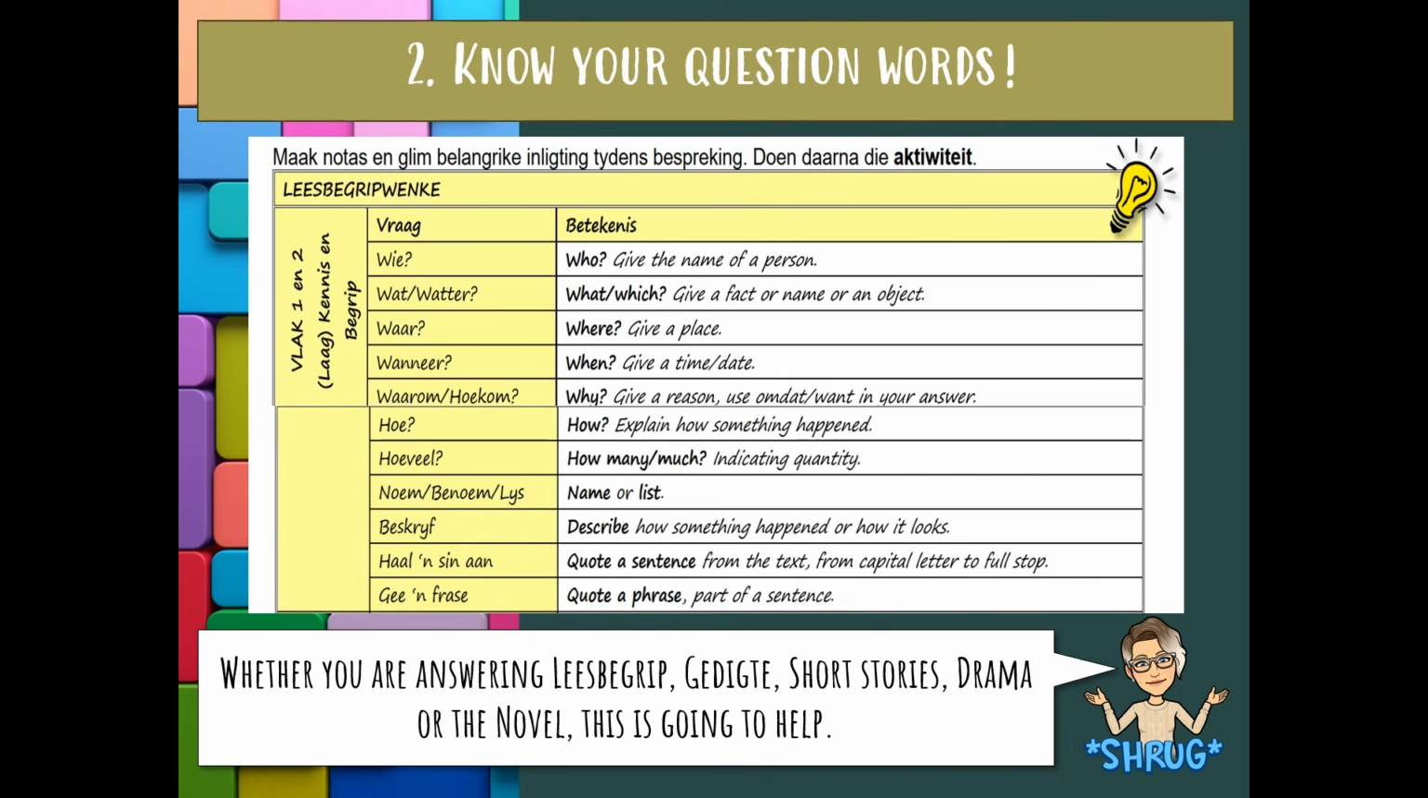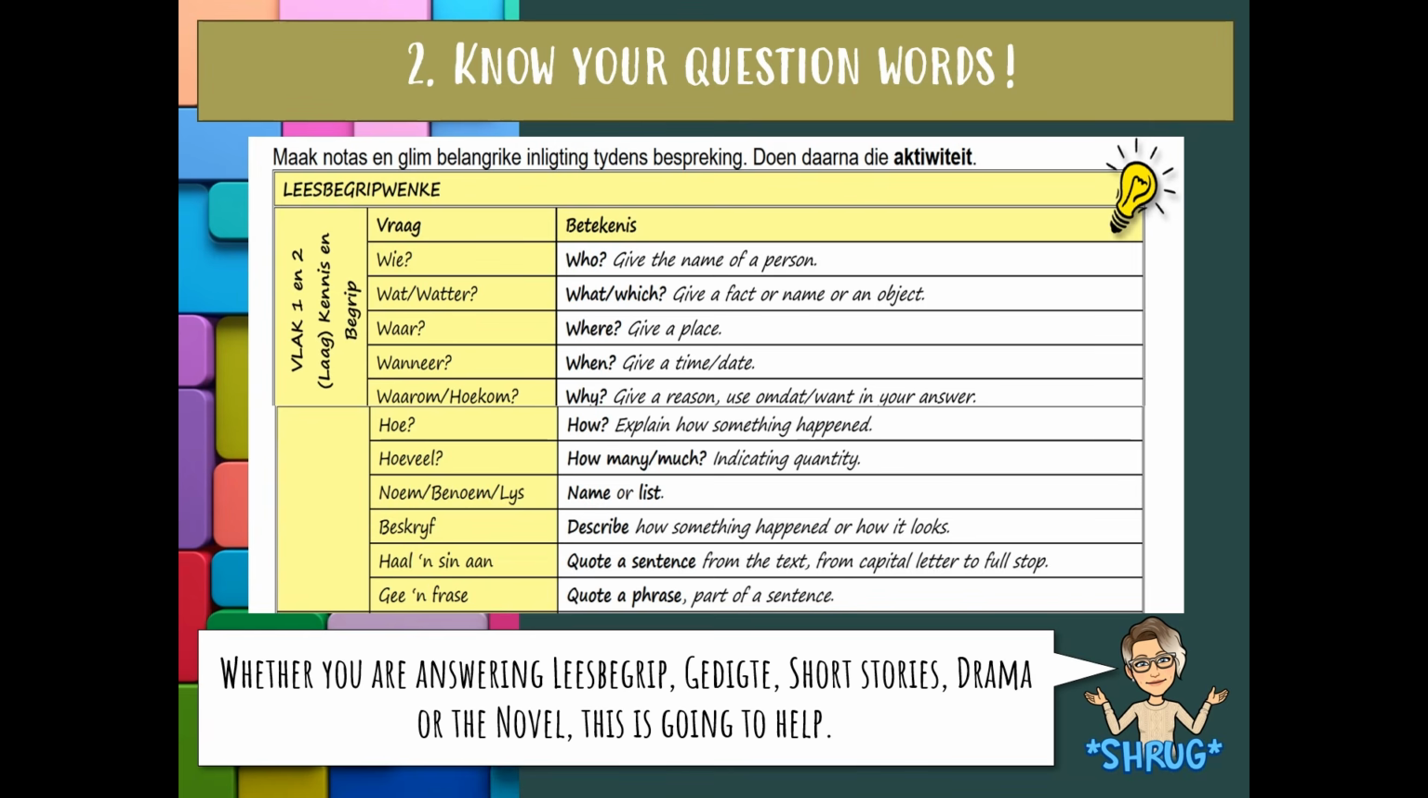Then secondly, you need to know your question words. You cannot look at a question and not know what it is asking you. So use the following slides that I've given to you where you look at what the question is asking you, looking at the question words as well as what they are asking you to do. For example, in your level 1s and 2s, which means it's your knowledge and your understanding of a question, they might ask you who did something, so then it's wie. And you need to give the name of the person related to the question.